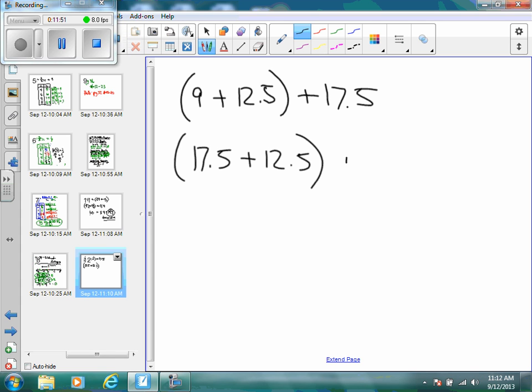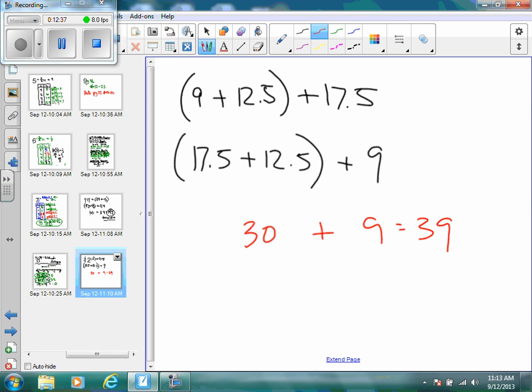In parentheses. And then you added 9 to that. And why did you choose those two to group and add first? Okay. Zay? You add 17.5 and 12.5, get 30, and then plus 9 is 39.